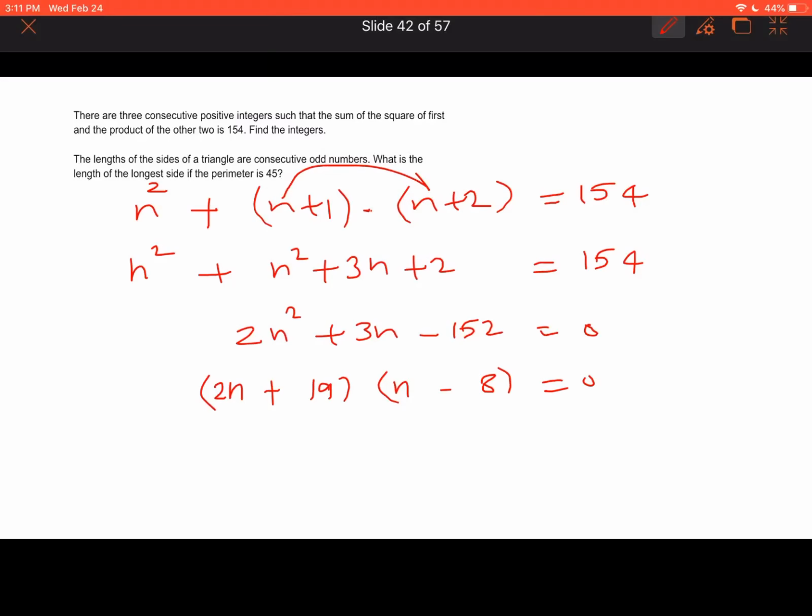So now we'll get that one of the factors is going to be 19 by 2, the other factor is going to be 8. Since it says three positive integers, we will just eliminate the fraction value and take n, the first number, as 8, the second number as 9 and the third number as 10. So these are the three numbers which are going to make the answer 154.